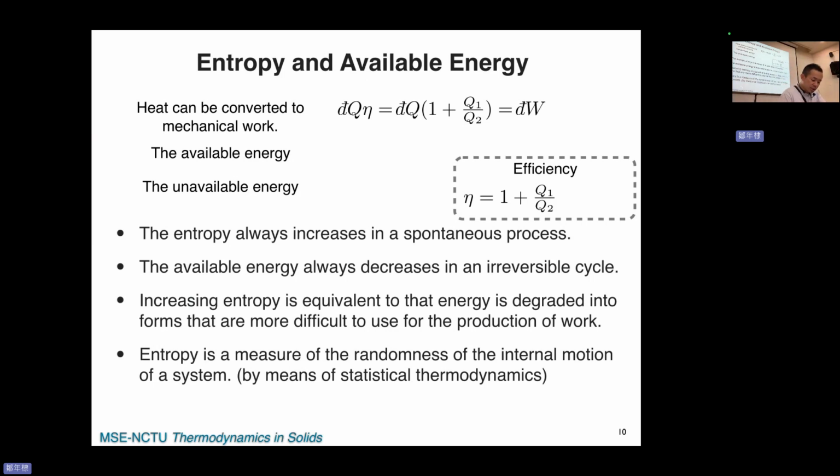So you can see heat can be converted to mechanical work. The eta is efficiency, which we saw on page 6. We also see that eta equals 1 plus Q1 over Q2, and also 1 minus T1 over T2. This is what we obtained in the previous pages, page 6.